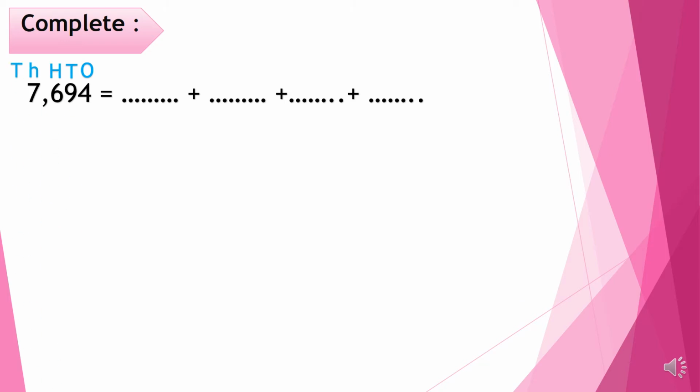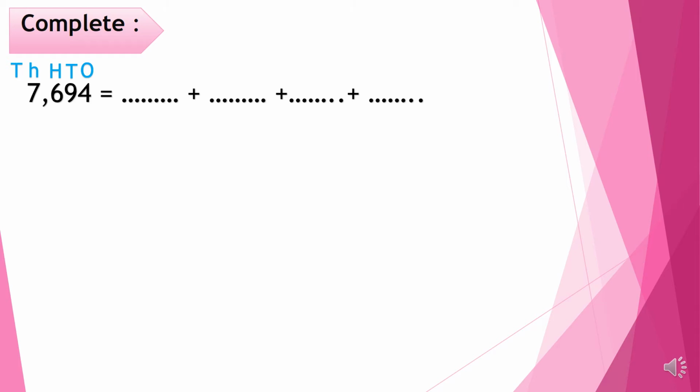Let's practice on expanded form. Here we have a number. Let's read this number: 7,694. To find the expanded form, it means to add the values. So, to add the values, we should write the places first. Ones, tens, hundreds, and thousands. Okay?